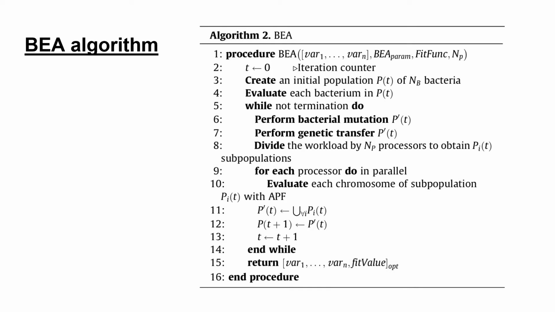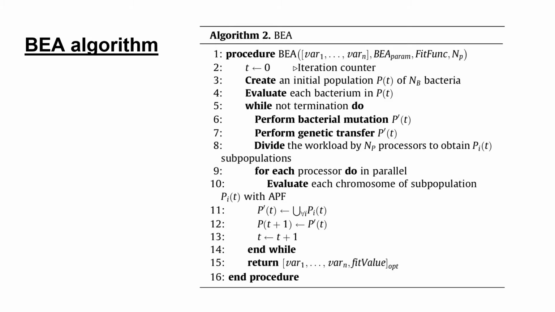The bacterial evolution algorithm, BEA, introduces two operations inspired by the microbial evolution phenomena: the bacterial mutation operation, whose labor is to optimize the chromosome of a single bacterium, and the gene transfer operation, to provide the transfer of information between the bacteria and the population.